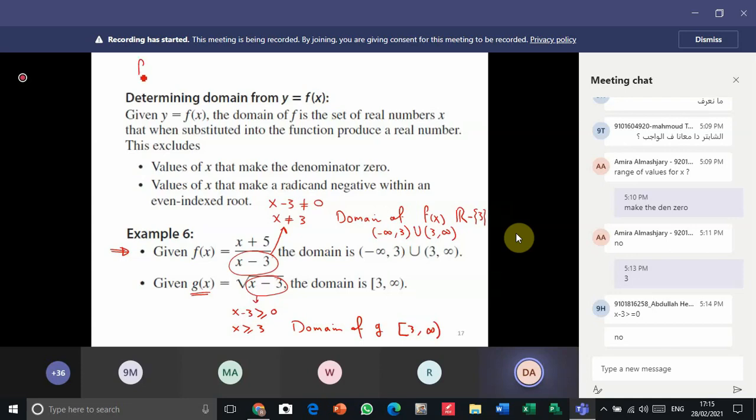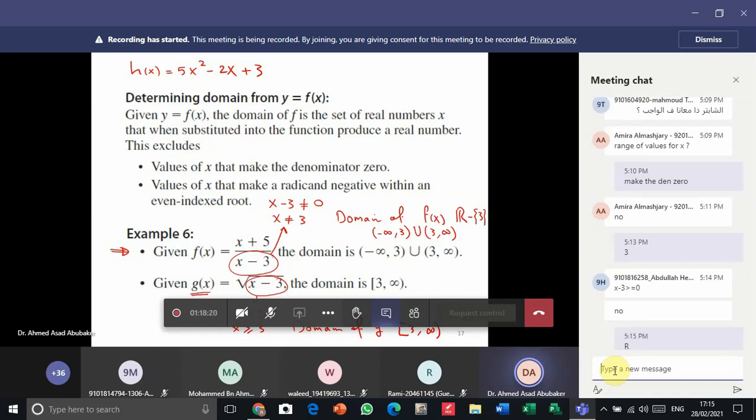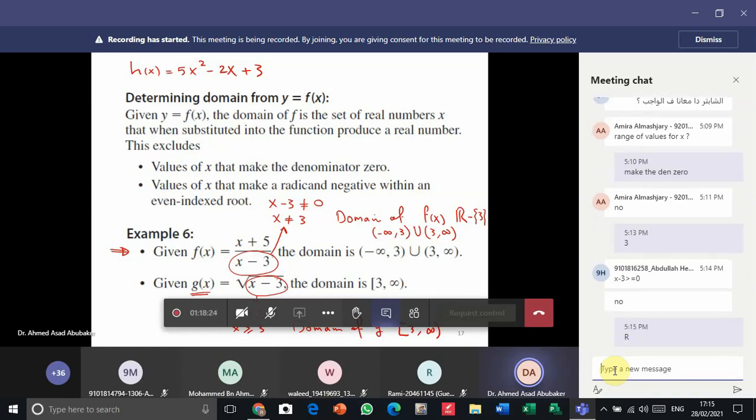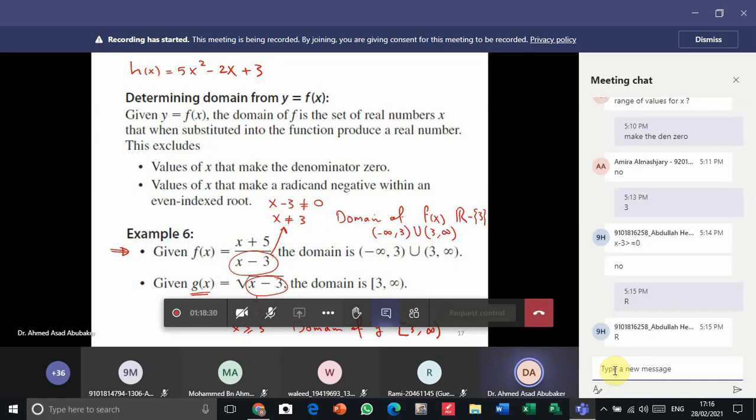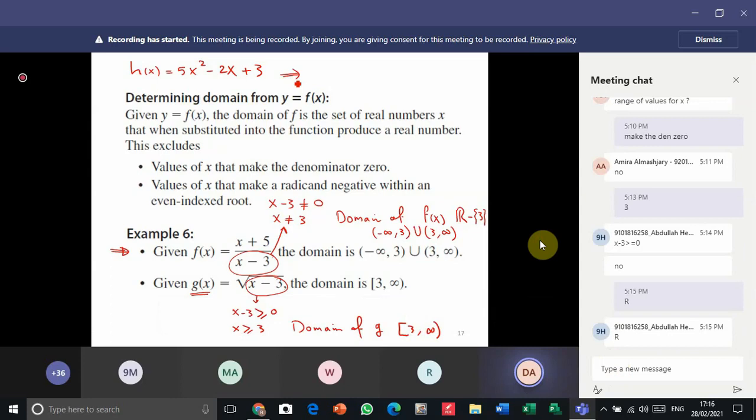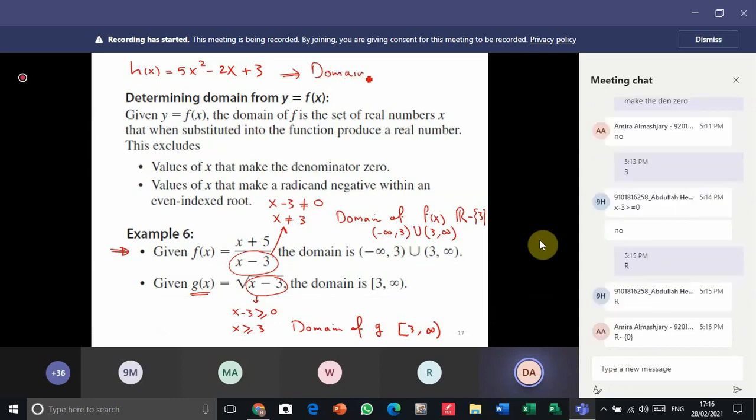Let me ask you a question. For example, if we have h of x equal to a polynomial like 5x squared minus 2x plus 3, what's the domain of h of x? What's the value that can be substituted in h of x? Yes, good. The domain is R. Why R? We can substitute any value in h of x because we don't have denominators.